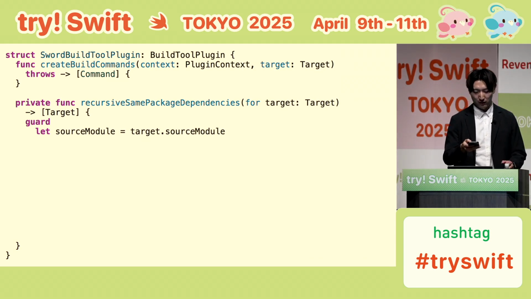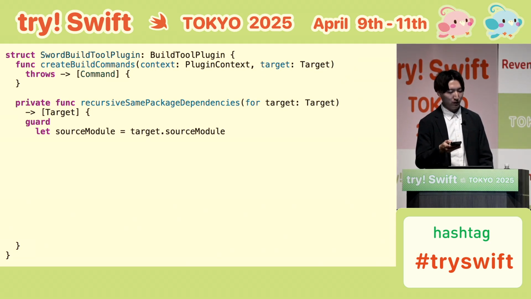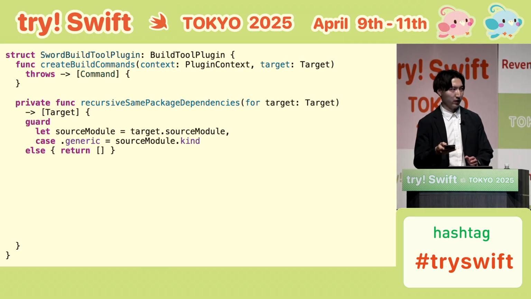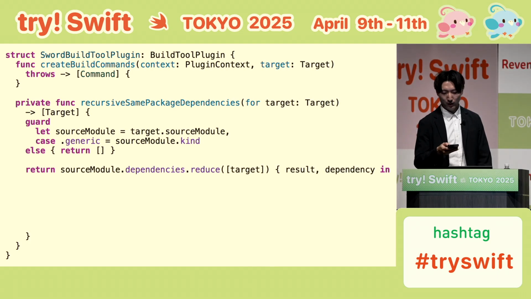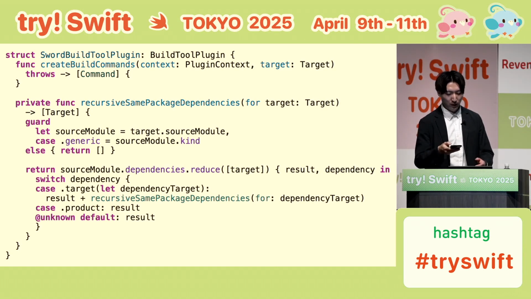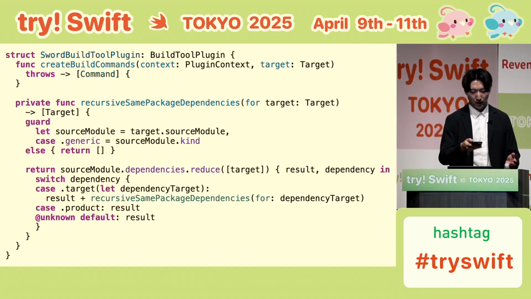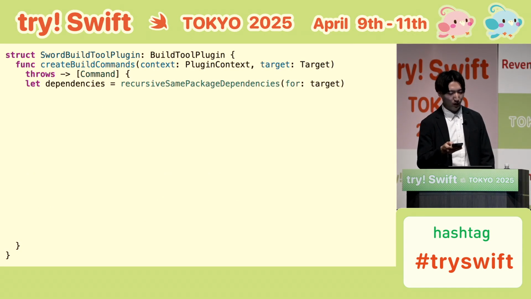First, we check if the target is a module containing source files by verifying whether target.sourceModule is present. Next, we verify that the module type is not a test, executable, or macro. Then, for each dependent module, we only recurse further into modules that are defined within the same package. At this point, we've collected all the modules that the plugin's module depends on.